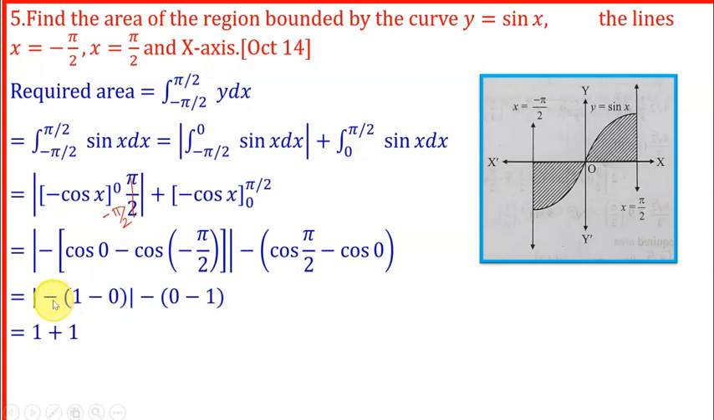Now simplify this. This is the mod of minus 1, which is plus 1. This minus and that minus will become plus, and overall you will get 2 square units. Hence this is the required area.